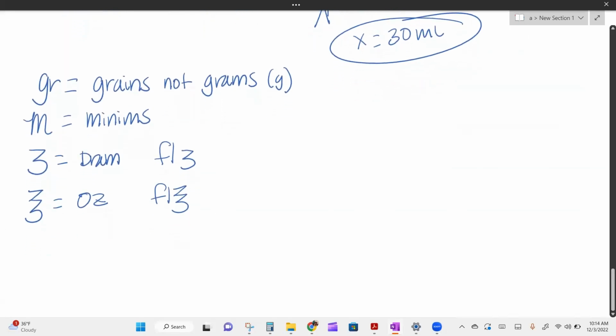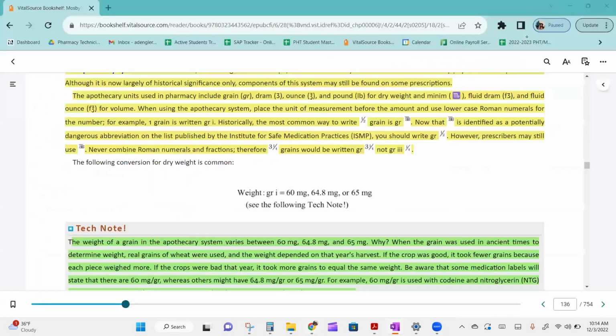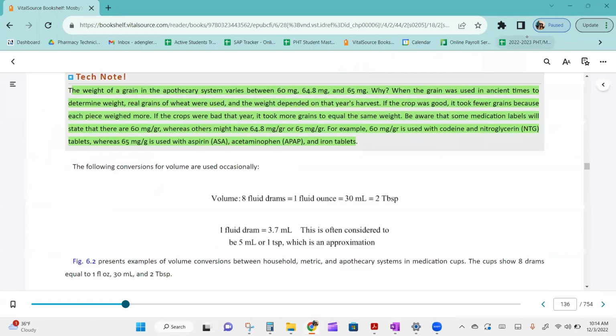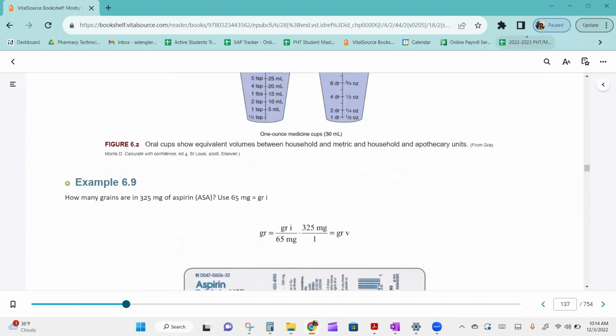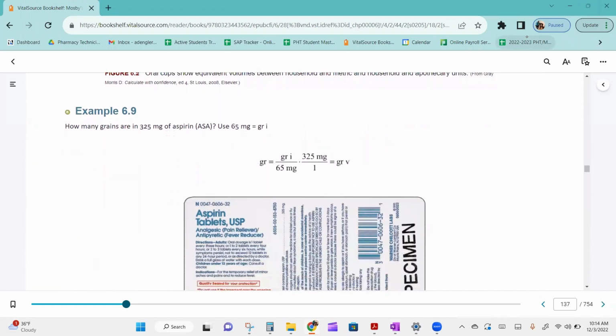So that's just a little overview on the symbols, the typical scale. Let me do one more example. It's right here. We are going to convert how many grains are in 325 milligrams of aspirin. Use 1 grain equals 65 milligrams.